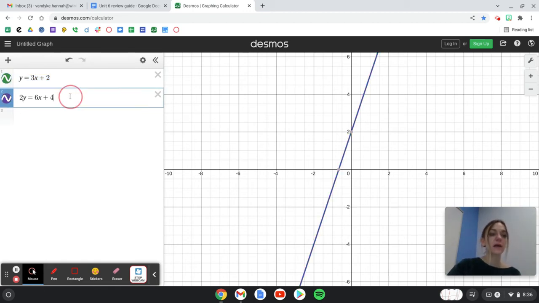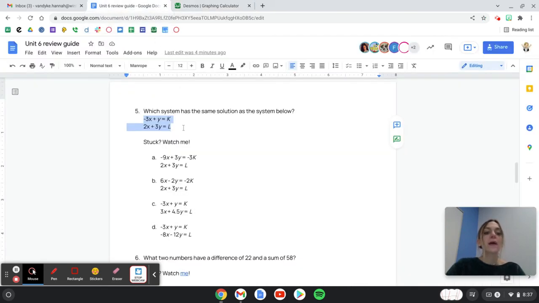I could have multiplied this by 3, by 4. I could have cut everything in half. I would have the same exact line as long as I'm multiplying every single piece by the exact same number. Okay, so what that means is if I have negative 3x plus y equals k, let's say I multiply all of that by 2, then I have negative 6x plus 2y equals 2k. This is the same exact equation because I multiplied every single piece by the same exact number.